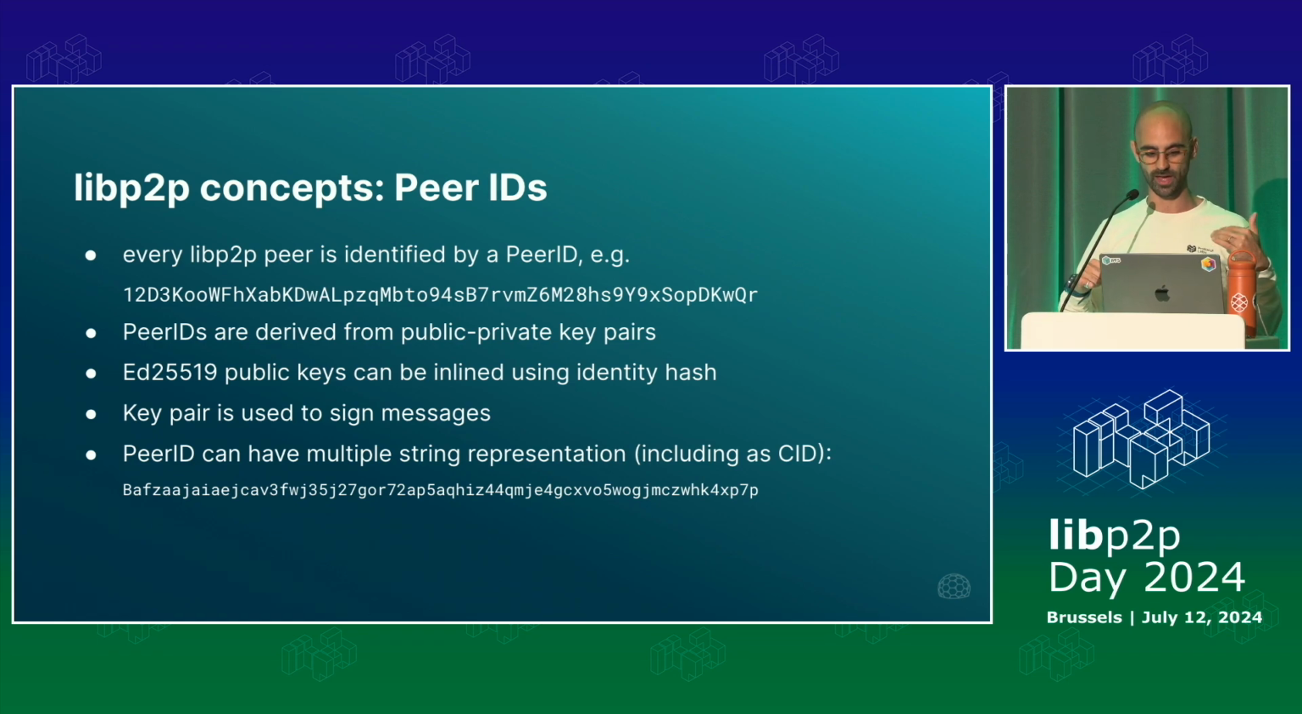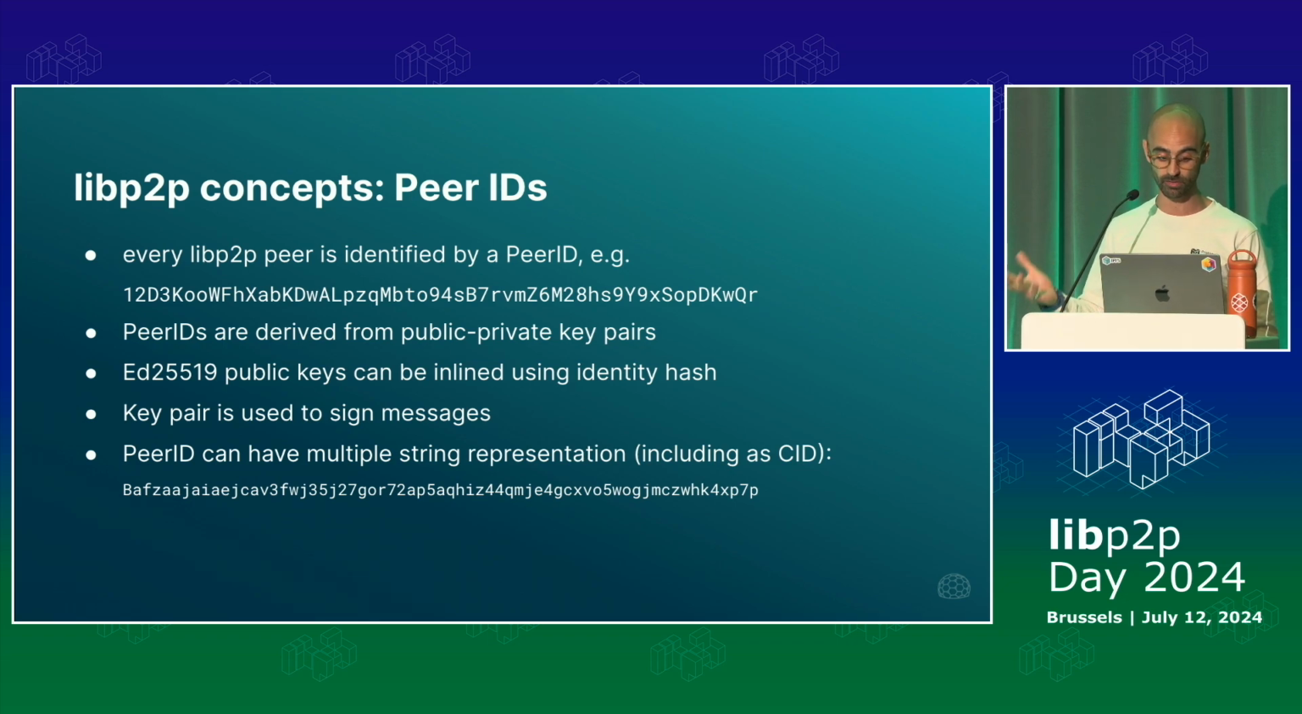libp2p concepts. So we have peer IDs. A peer ID is how every libp2p peer is identified. Typically, they're derived from the public key. Luckily, ED25519 public keys can be inlined. And so essentially, your peer ID, if it's an ED25519, is the public key. So you don't need to derive it. You can basically get it. And that key pair is used to sign almost all messages that you're sending. This is a fundamental part of how everything is authenticated in libp2p.